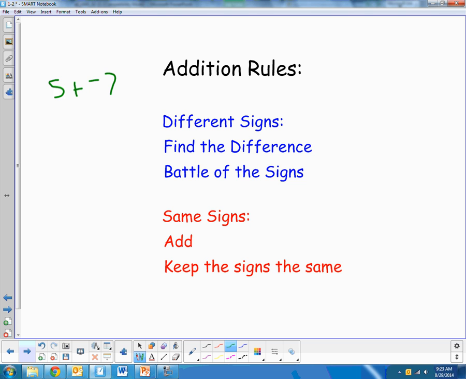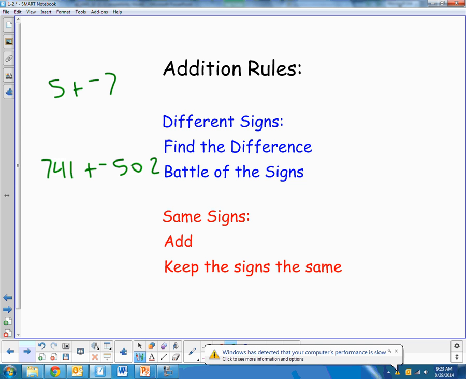However, if you get some bigger numbers, let's say, 741 plus negative 502, that's a little harder to picture a number line. In fact, making a number line for that would be a waste of time. And so we have these rules to try and help us with that. What we're going to do is look at those signs. They have different signs, like 5 and negative 7, positive 5, negative 7. Those have different signs. So we are going to follow that set of rules. We're going to find the difference.